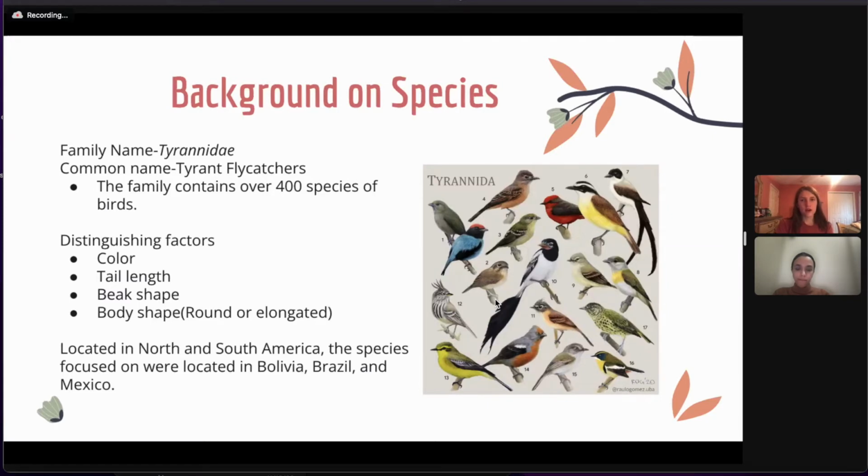Some distinguishing factors of each species include things such as the color of the bird, the tail length, the beak shape, as well as body shape, whether the bird is more round or elongated. The birds also are found in South and North America. However, the three regions we are looking at for our reconstructed phylogeny are Mexico, Bolivia, and Brazil.